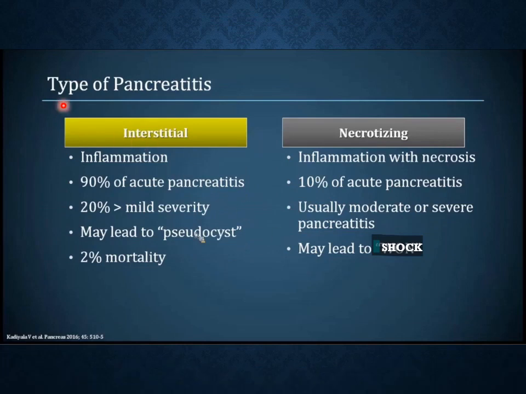The release of these enzymes triggers two types of inflammatory process. One is known as the interstitial type, and the other one is the necrotizing type. The milder form is the interstitial type, which is an acute inflammatory process, and 90% of patients with acute pancreatitis fall into this category. The inflammation is usually mild in severity and may lead to the formation of a local collection of fluid and cirrhosis. This type of inflammation is associated with a lower mortality of 2%.